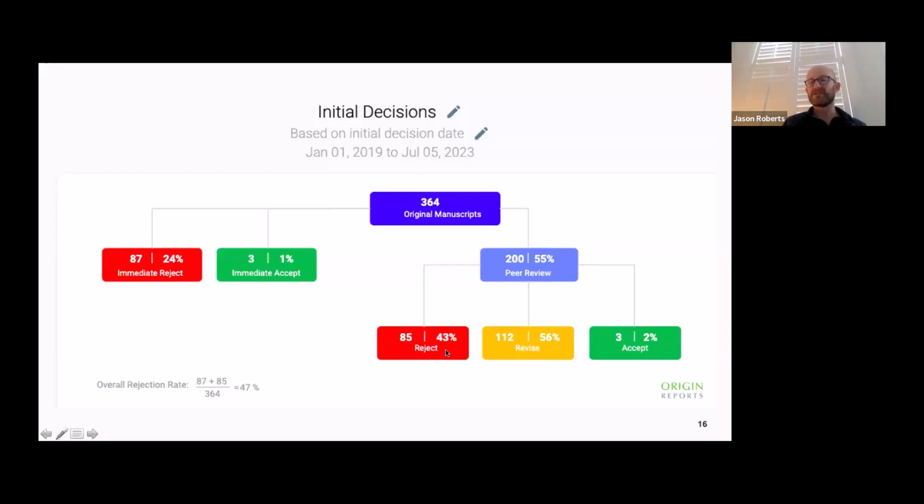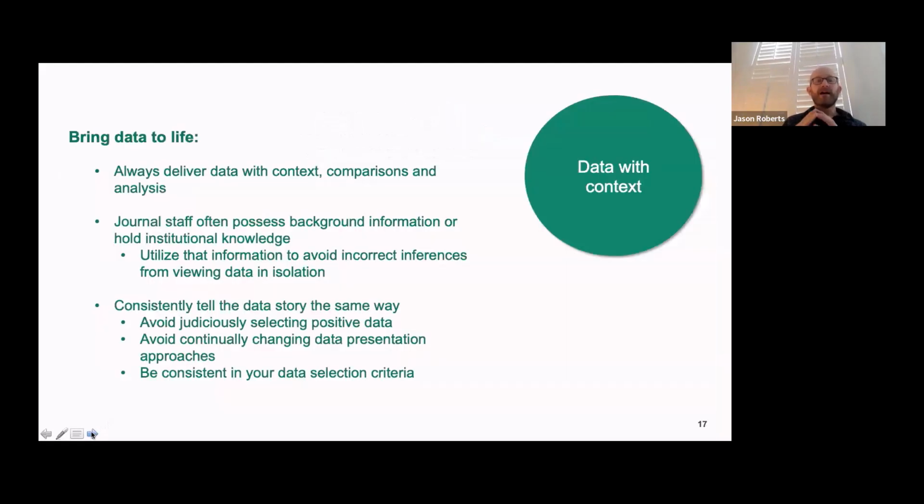Of those, 43% were rejected, 56% were revised, and a couple were accepted. Again, just a nice, simple visual shortcut. If you've got 30 seconds at an editorial board meeting, I love this kind of thing. And again, just bring data to life with context.